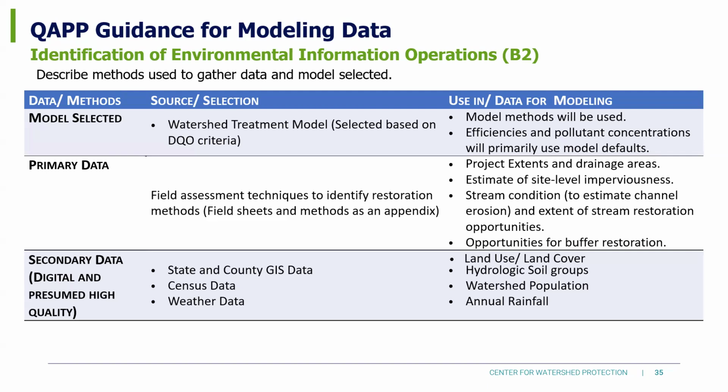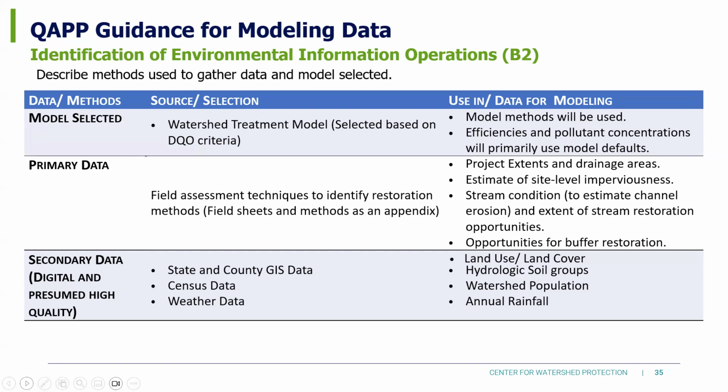We're going to show how big the projects are, the extent of the projects, what their drainage area is, and estimate site level impervious cover. So we're going to be looking on site to estimate how much impervious cover there is, what the condition of our stream is and how much restoration opportunity there could be, and look for opportunities to create stream buffers. Those are the kind of data that are going to come from the field studies.